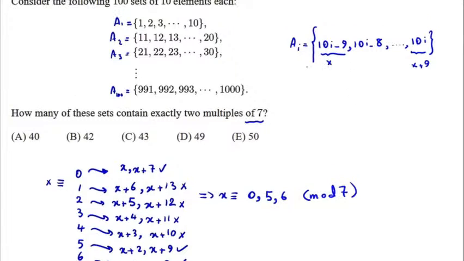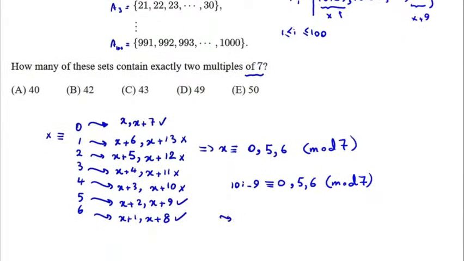And here we can see i is from 1 to 100. So x is the first element, which is 10i minus 9. So 10i minus 9 should be 0, 5, or 6 mod 7.